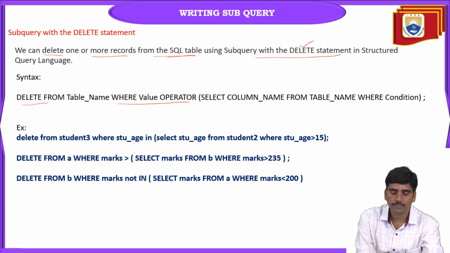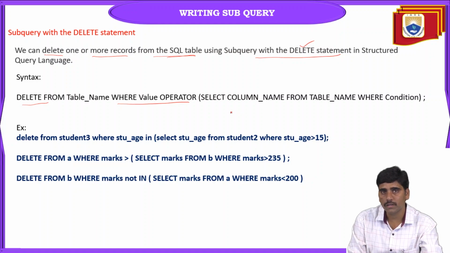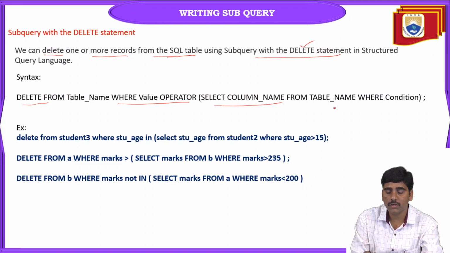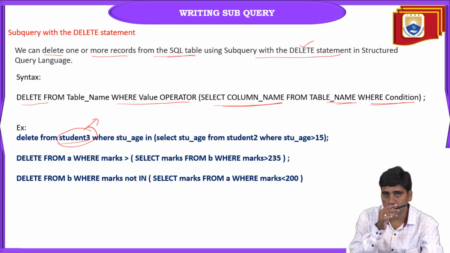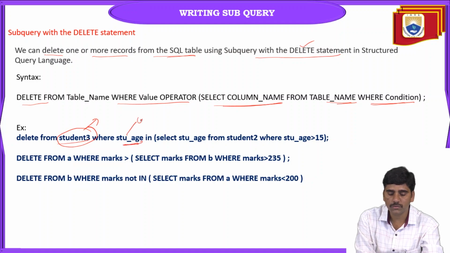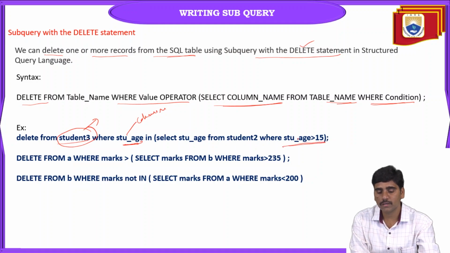So the syntax is: delete from table name where value operator (select column name from table name where condition). For example, you can see the example: delete from student3. Student3 is the table name, where student_age is the column name, student_age in (select student_age from student2 where student_age > 15).